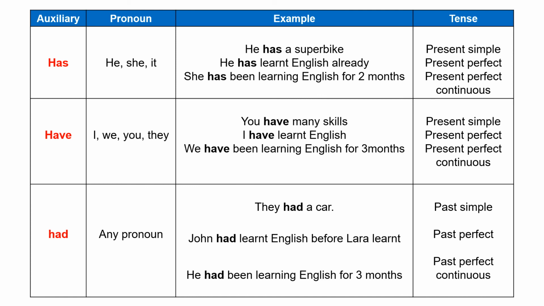Next example: John had learnt English before Lara learnt. This sentence is in past perfect tense. In this sentence, had is an auxiliary verb and learnt is the main verb. Next example: he had been learning English for 3 months. This sentence is in past perfect continuous tense and had is an auxiliary verb in this sentence.